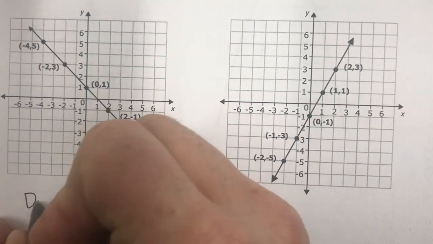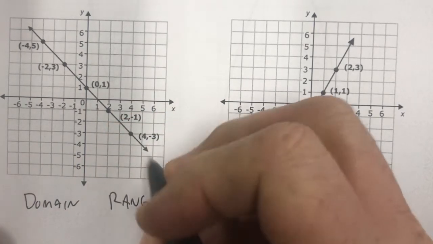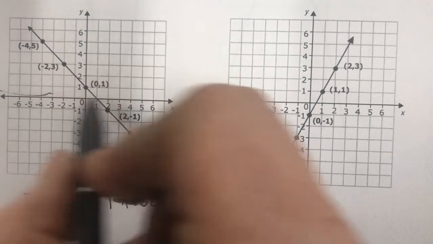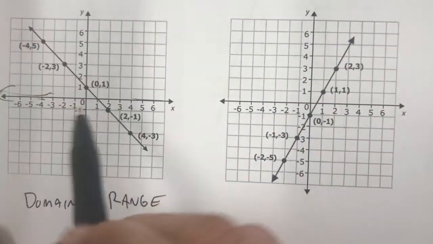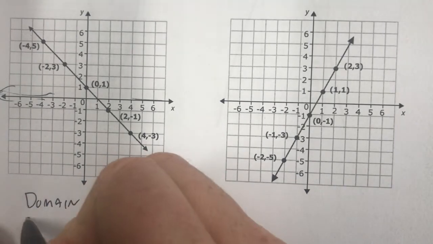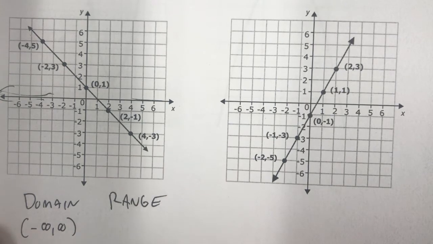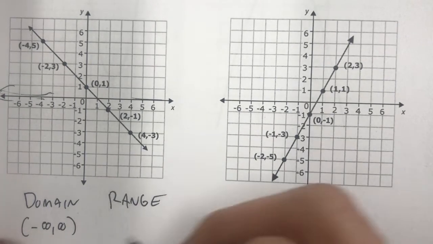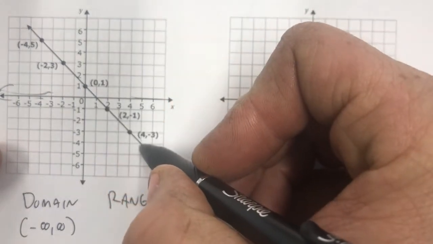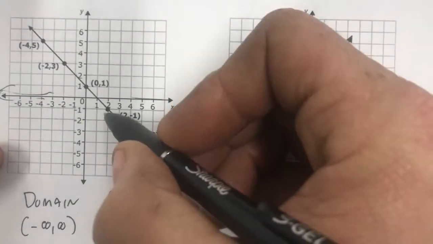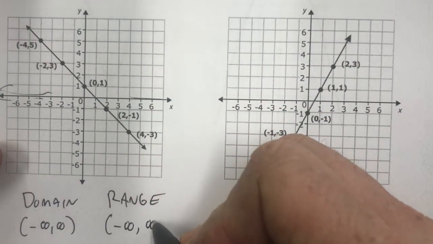But when you look at your domain and look at your range, on the domain here, from left to right, the furthest it goes to the left, well, this thing goes forever to the left, and as it goes down, it goes forever. So this is negative infinity to positive infinity. My domain here. Every value of x is realized. As far as range, as this thing goes to the right here, it's going down forever. And as it goes to the left, it goes up forever.